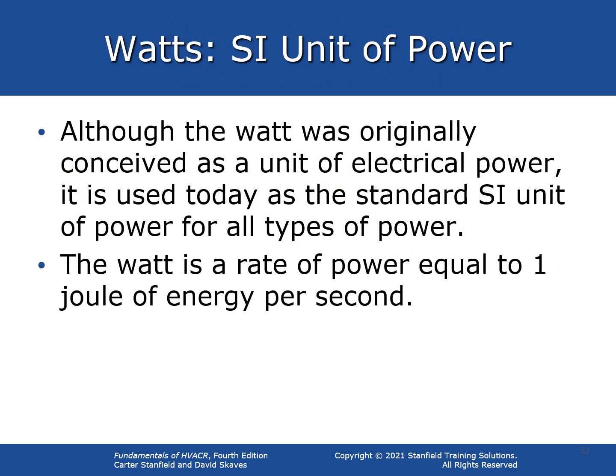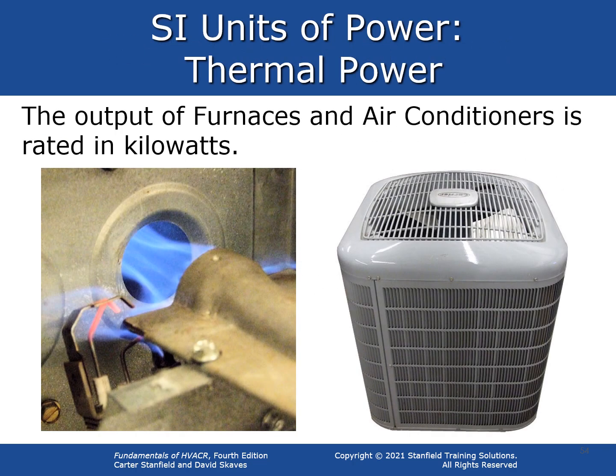Although the watt was originally conceived as a unit of electrical power, it is used today as the standard SI unit of power for all types of power. The watt is a rate of power equal to 1 joule of energy per second. Watts are also used for thermal power in the SI system. For example, the output of furnaces and air conditioners in most countries besides the United States are rated in kilowatts.